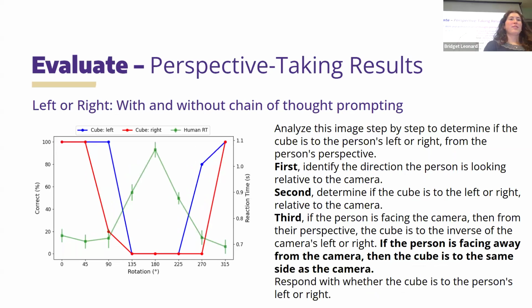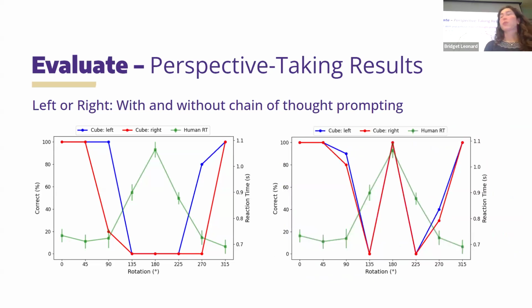And then to try to give GPT-4o its best chance at this task, we decided to try to make it a little more linguistic reasoning friendly. So we added some chain of thought prompting to the task. Instead of just saying, is the cube to the person's left or right, we listed out some steps for it to take: identify where the person is facing and the camera angle, then identify where the cube is to you, and then if the perspective is different, flip your answer. And that actually completely boosted performance at 180 degrees.